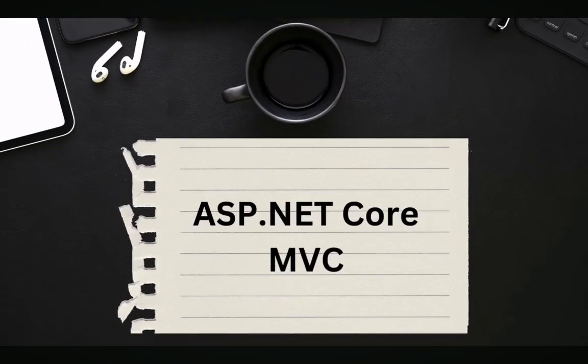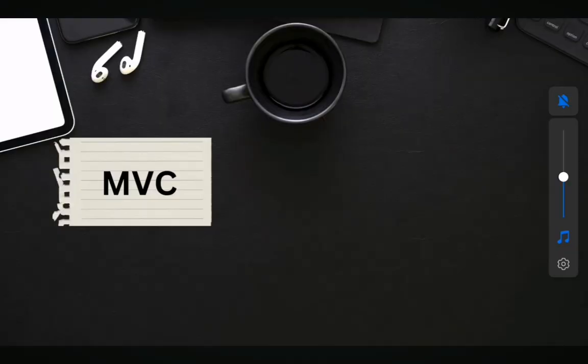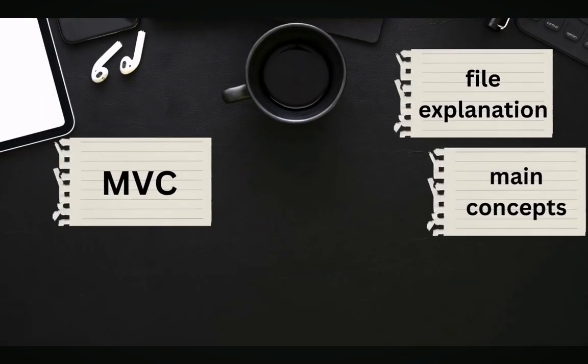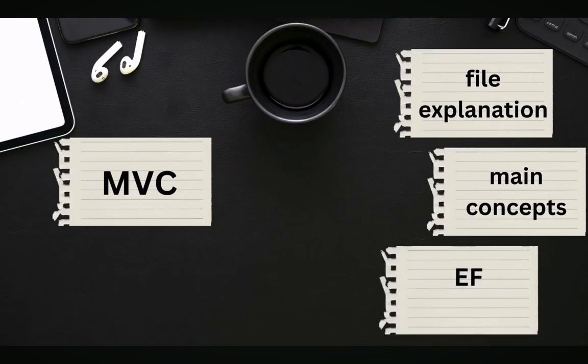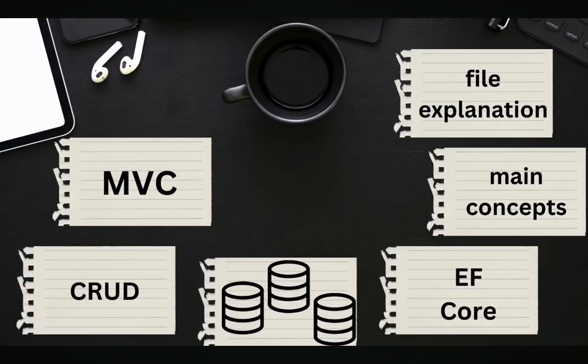ASP.NET Core MVC from the ground up, this course will take you there. We'll start by breaking down the entire MVC app structure, exploring every file, covering the main concepts you need to know, and then dive into working with databases using Entity Framework Core, from CRUD operations to complex database relationships. We will be using the latest .NET version, .NET 9, and it's going to be super simple.